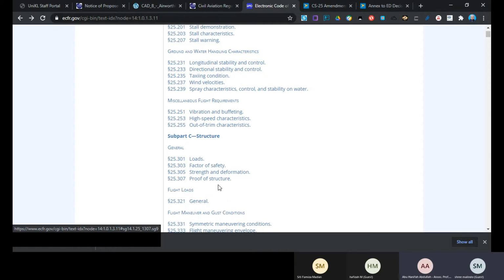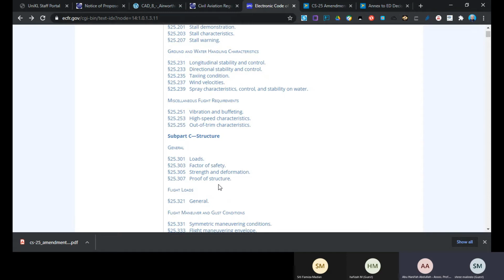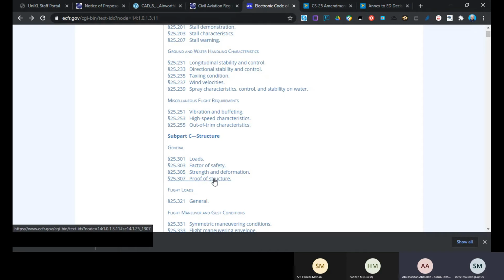And then the second aircraft will be used for the fatigue test. It will also be destroyed after 5 or 6 years, because the test may run for 5 or 6 years. And the third one will be the flight test. So the minimum number of aircraft to be built for certification is 3. I think for Airbus they build 6 production standard aircraft. Okay, so this is load, factor of safety, strength and deformation, and proof of structure.